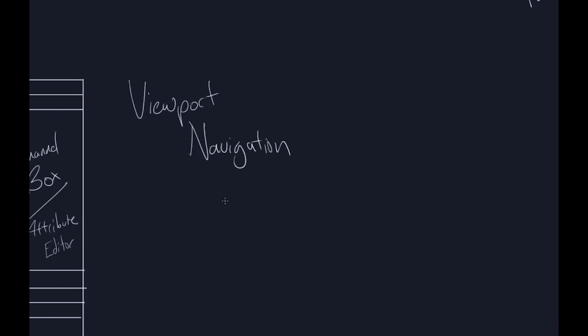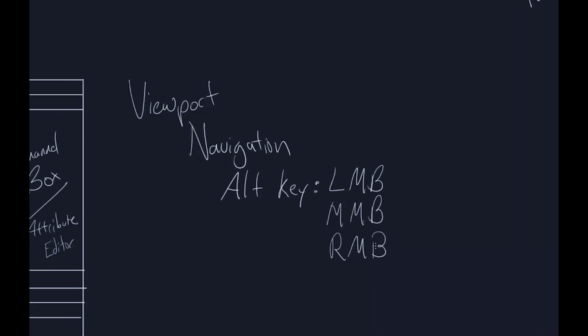So how do you navigate the viewport? Viewport navigation is all about the Alt key. If you're coming to this from another 3D application, this is the only hard part you're going to have: remembering how to navigate the viewport. All you have to do is hold down the Alt key, and then you're going to use your mouse. Now, I use acronyms for the mouse buttons. LMB is for left mouse button. MMB is middle mouse button. And RMB is your right mouse button.